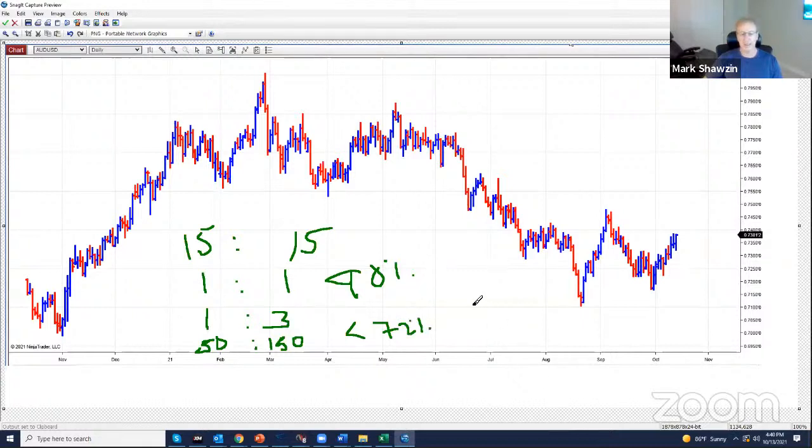So I could easily lose 5 out of 6 trades and still be a huge winner, because that 6th trade could be just a monster. So what we see here, just like the weekly, we see this on the daily.